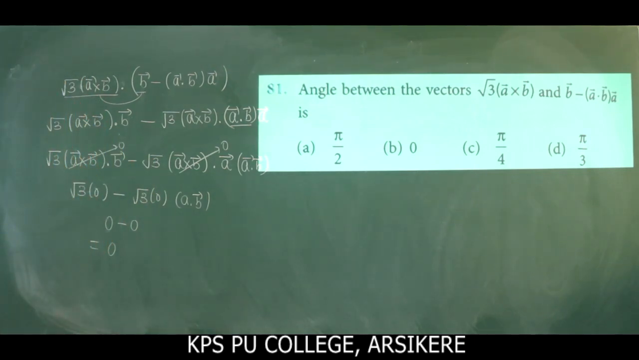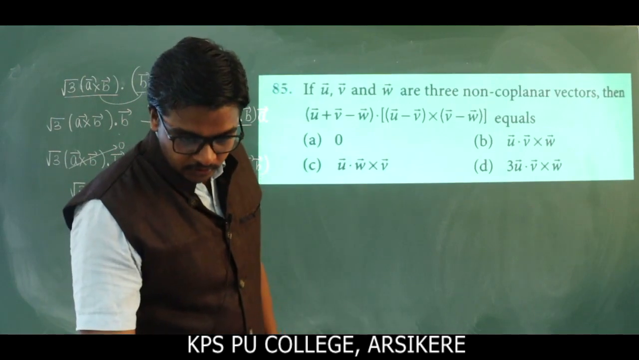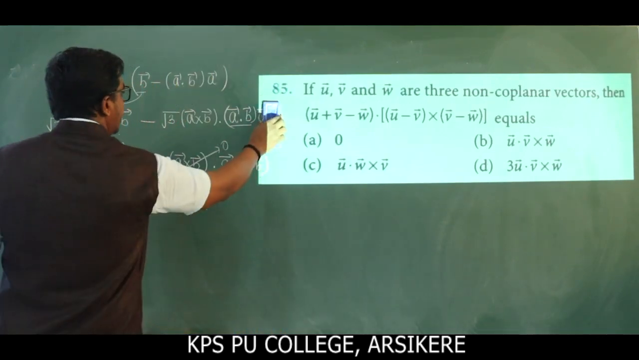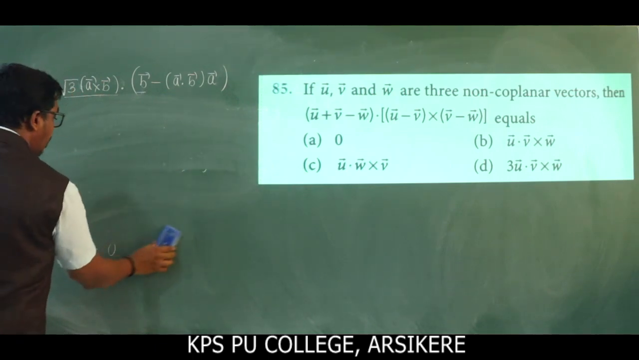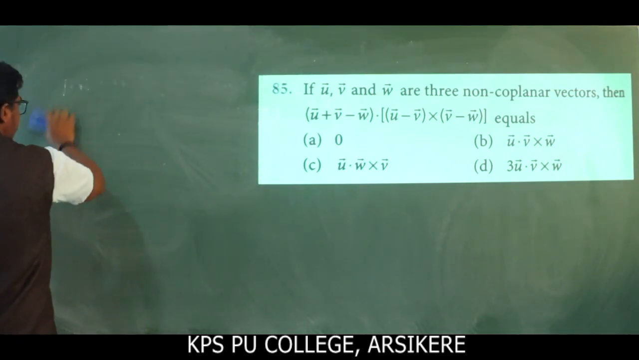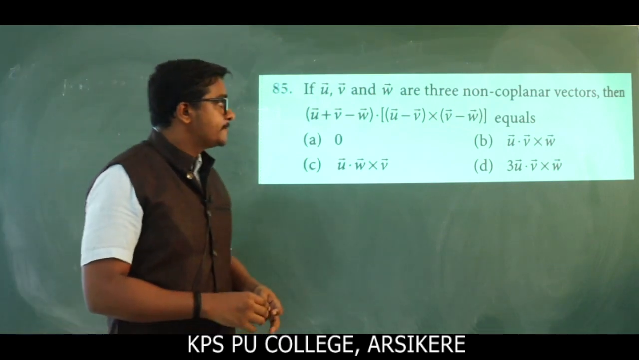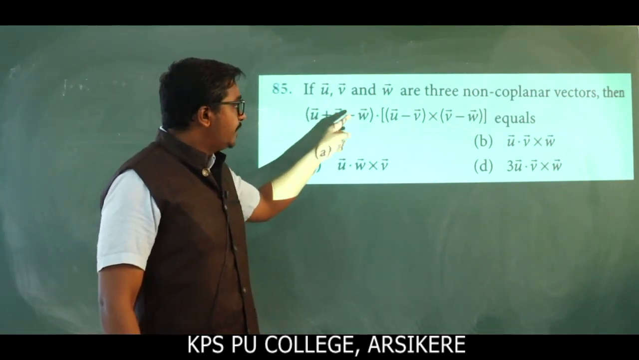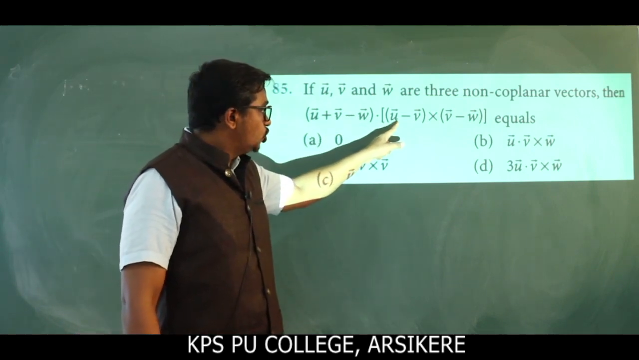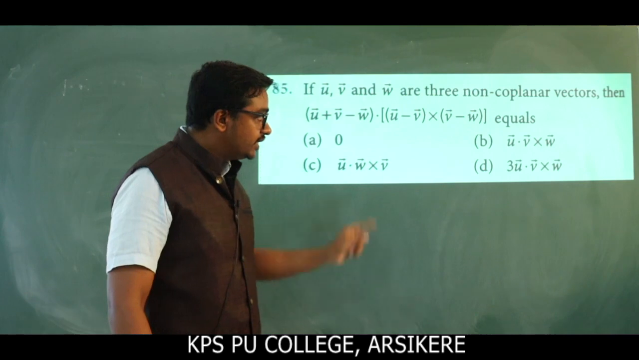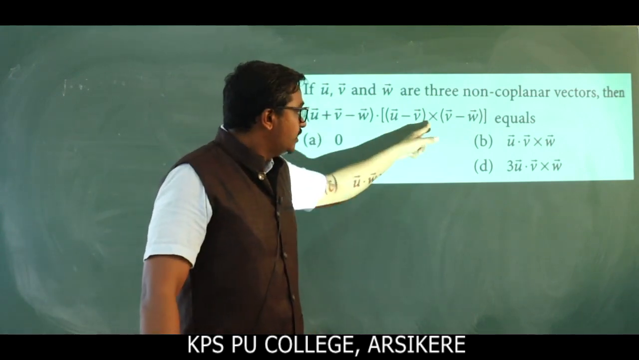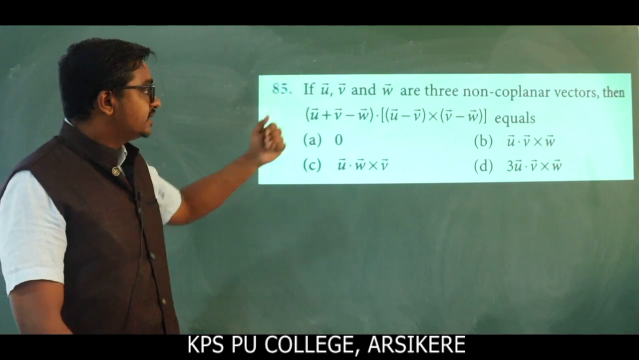Take a pause and note down all the things I have written here. Now dear students, we are moving to the next question, question number 85. If u, v, w are three non-coplanar vectors, non-coplanar means they do not lie on the same plane, then u plus v minus w dot u minus v cross v minus w is equal to what? Here we need to find the value of the resultant quantity.